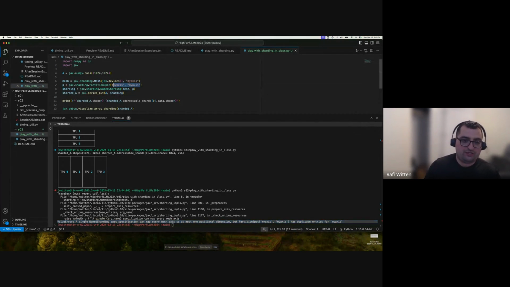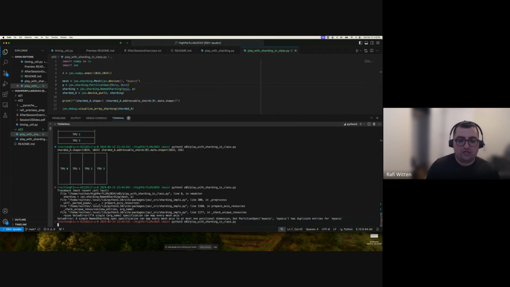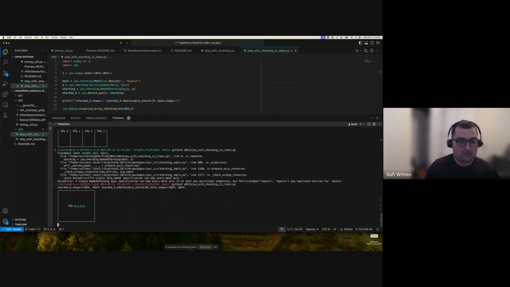One other thing we can see is we can just put a None here, or we can put None comma None. It doesn't really matter. And we should get, now again, fully replicated. So these are actually the 3 cases that are possible for a single tensor. We can shard over rows, we can shard over columns, or we can fully replicate it.